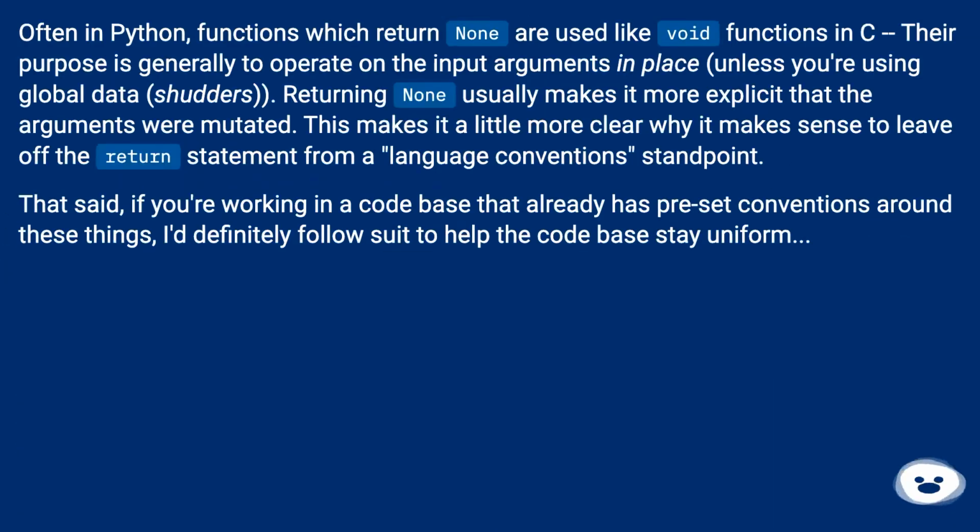Often in Python, functions which return None are used like void functions in C. Their purpose is generally to operate on the input arguments in place, unless you're using global data structures. Returning None usually makes it more explicit that the arguments were mutated. This makes it a little more clear why it makes sense to leave off the return statement from a language conventions standpoint. That said, if you're working in a codebase that already has preset conventions around these things, I'd definitely follow suit to help the codebase stay uniform.